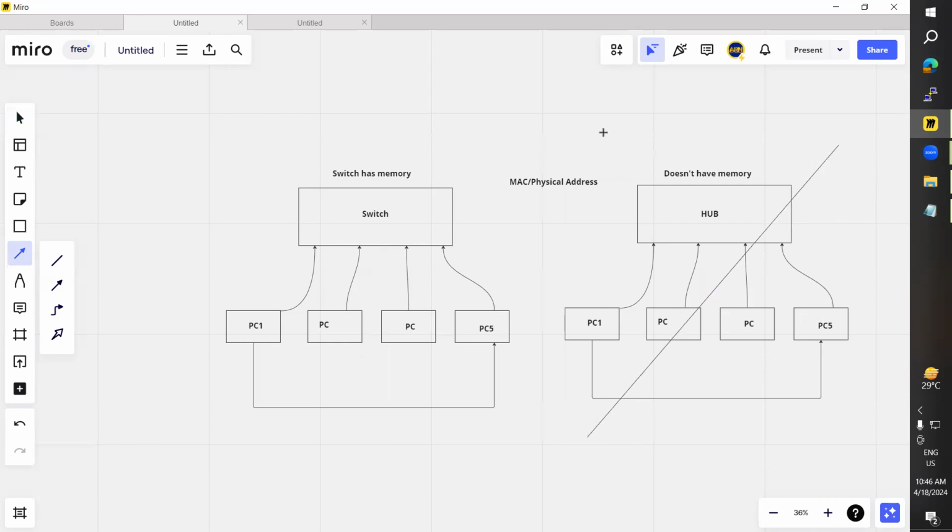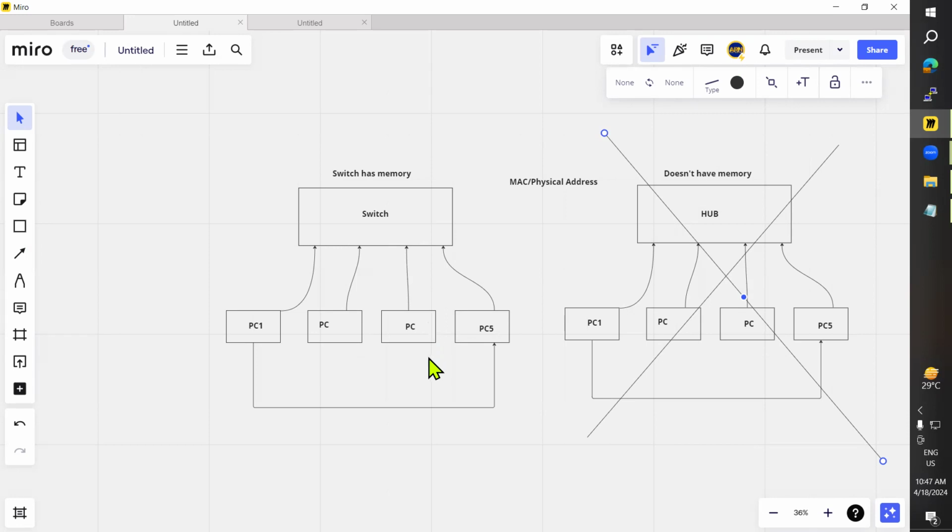We stopped using hubs because they are very slow. Like, can you use 2G now? No, right? We are using 5G now. So to match our speed, the network should match our speed. So nowadays we are not using hubs anywhere. Now everywhere we are using switches to form a network.